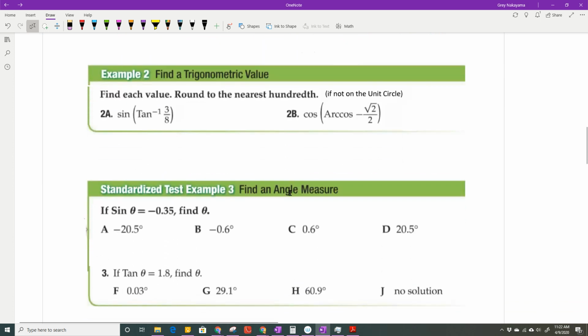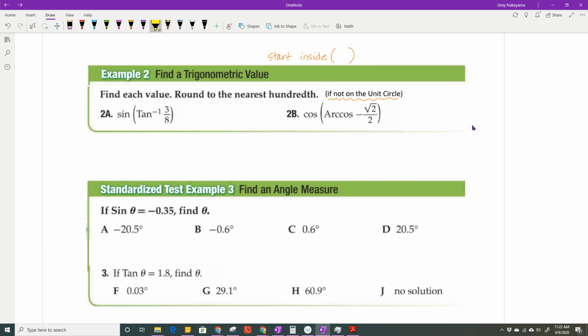Now, sometimes we do what is a composition. If you remember, composition of functions is when we take the results of one function and apply it to another one. So in this particular case, you can see that I have two functions going on right here. The key to remember when you're doing these problems is that you always want to start on the inside parentheses. So let's look at: find each value, round to the nearest hundredth if it's not on the unit circle. 3/8 is not on the unit circle.